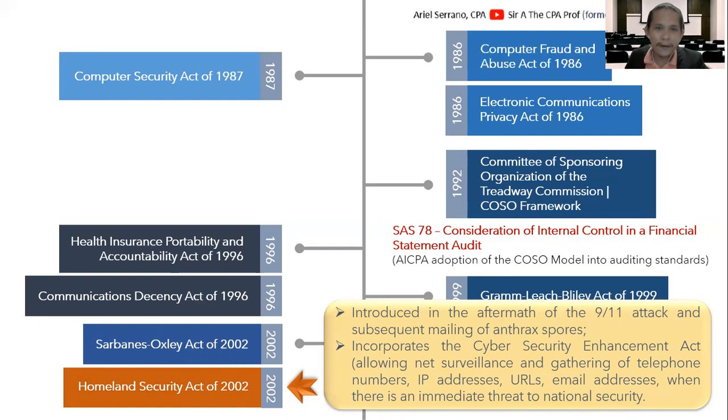So, bio warfare. Now, this incorporates the Cybersecurity Enhancement Act, okay, which allows the security personnel, the federal government, to gather telephone numbers, IP addresses, URL. URL stands for Uniform Resource Locators, email addresses when there is an immediate threat to national security. Okay? So, normally, bawal ito, kasi personal, private information ito. Pero when there is an immediate threat to national security, okay, so pwede nila itong ma-access para makita kung may kinalaman ka, especially for terrorist attacks. Okay, for terrorism in general.